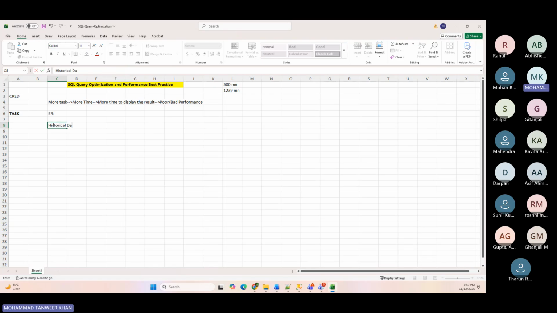Historical data comes under the category of OLAP.